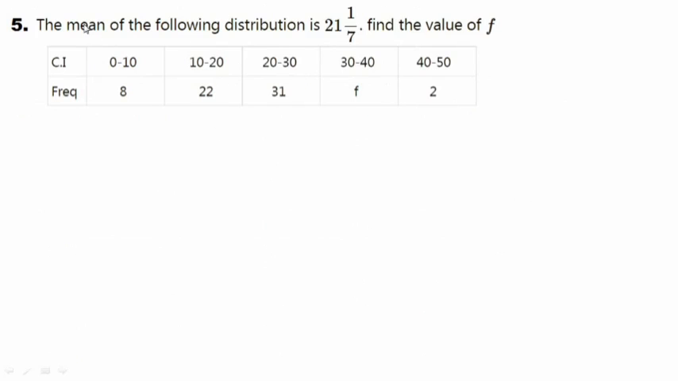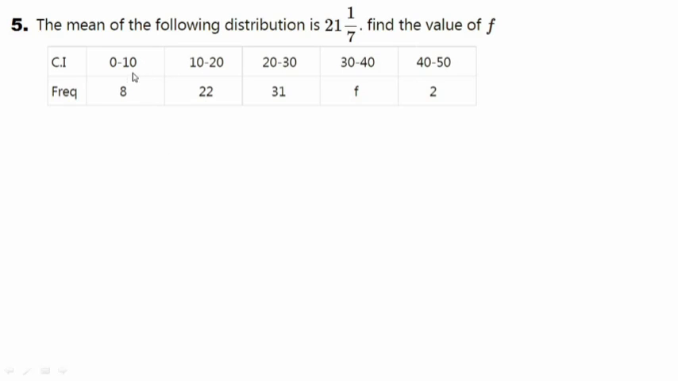Let's have another question, question number 5. Question number 5 says the mean of the following distribution is given to be 21 and 1 by 7. Find the value of f. By the way, I told you in the beginning that the problems that we are doing right now are continuous frequency distributions. So how do we identify whether it is continuous or not?